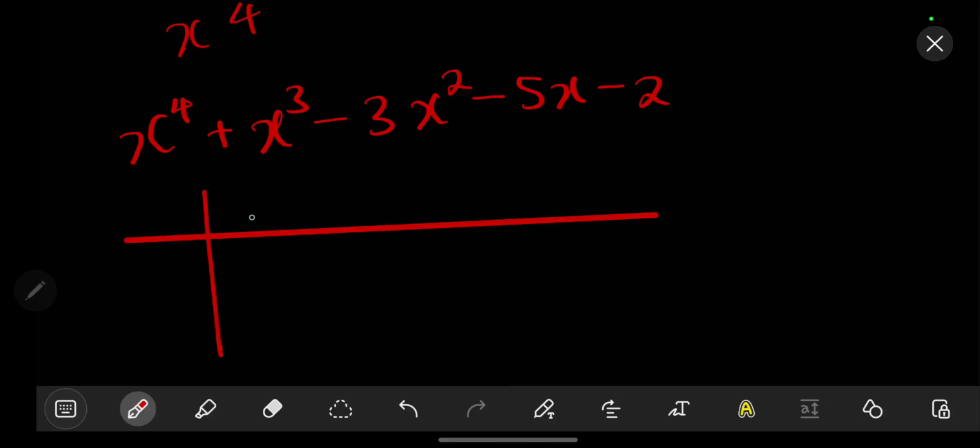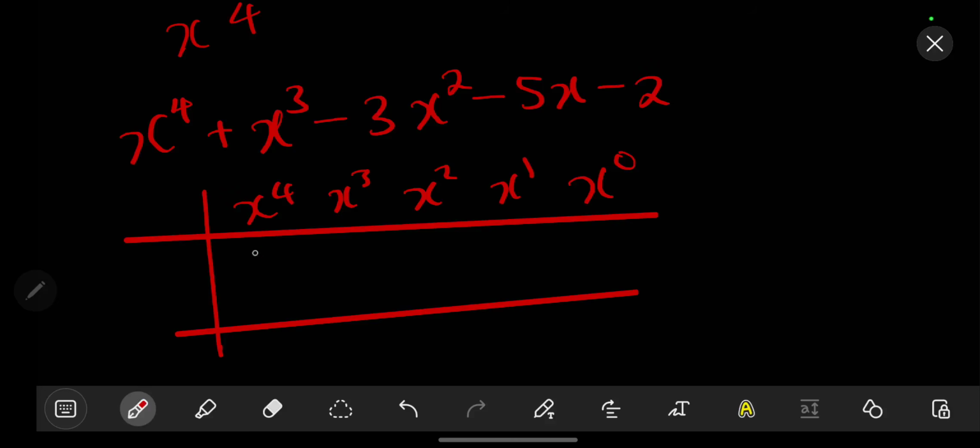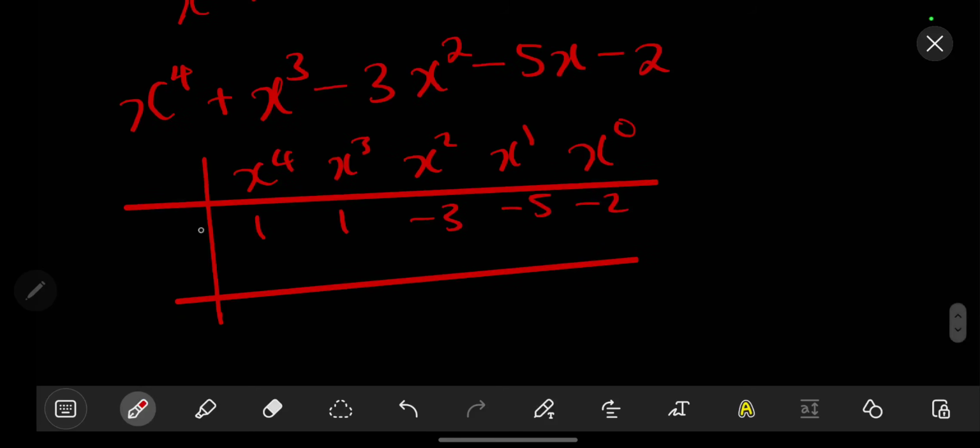It means we are going to have x to the power 4, x to the power 3, x to the power 2, x to the power 1, x to the power 0. Then our coefficients are 1, 1, negative 3, negative 5, and negative 2. So we have negative 1 for this matter. We move this, multiply: negative 1 times 1 gives us negative 1, add 1 plus negative 1 is 0. Multiply this by this is 0.